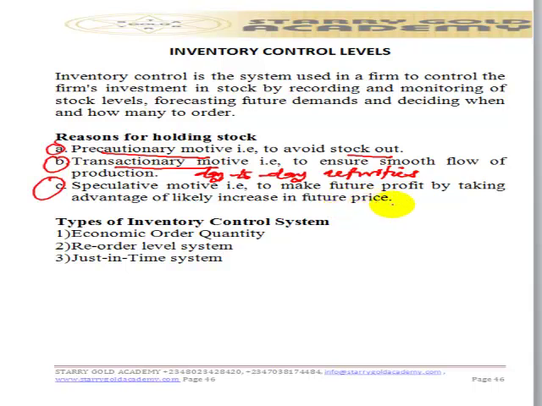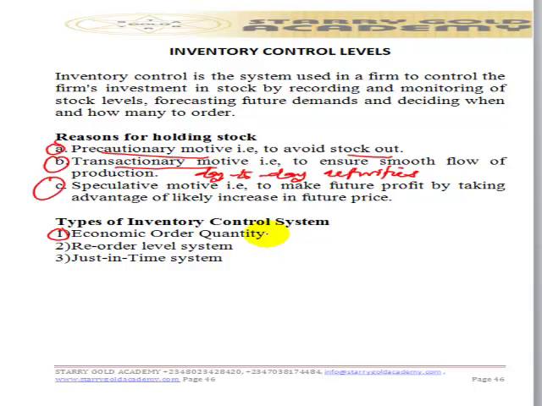Or they can as well buy more of a commodity where it is perceived that the supply of that commodity in the future will reduce, or the quantity might be short in supply in the future. So by the time they have more of the items in store, then they would not be hit by such shortage of materials. Now we have different types of inventory control system. The various ways inventory are controlled.